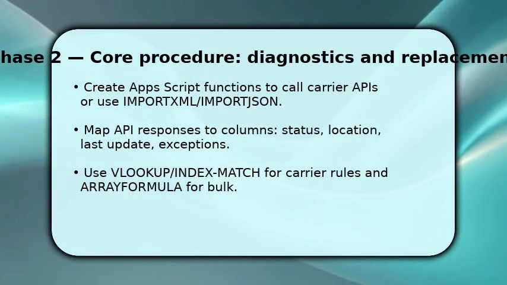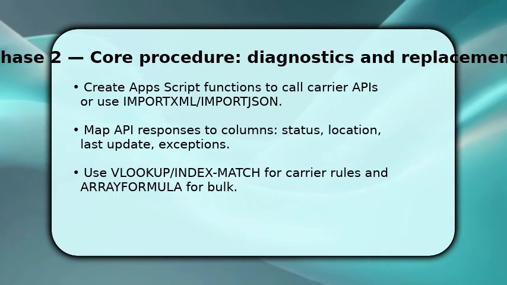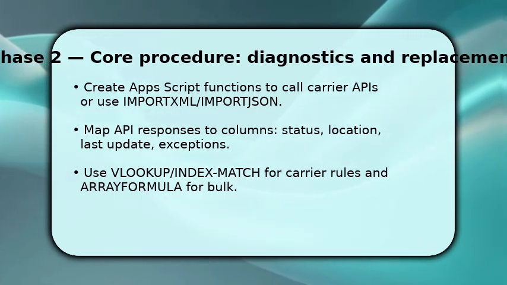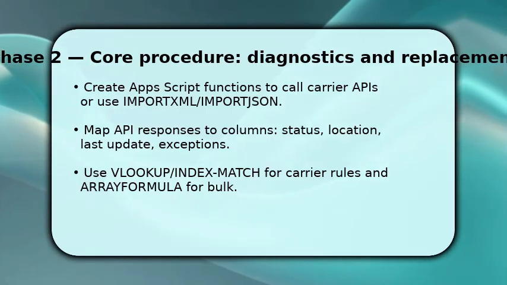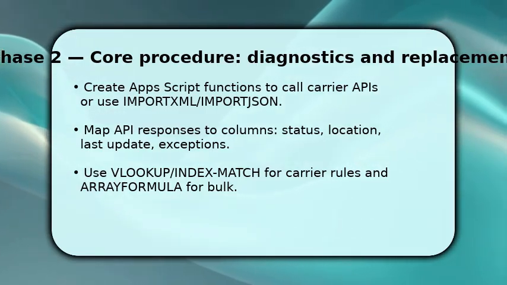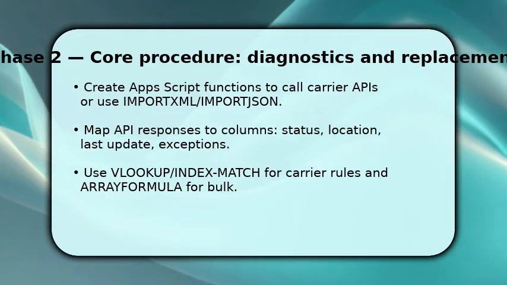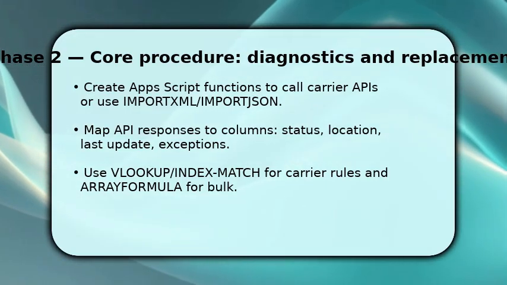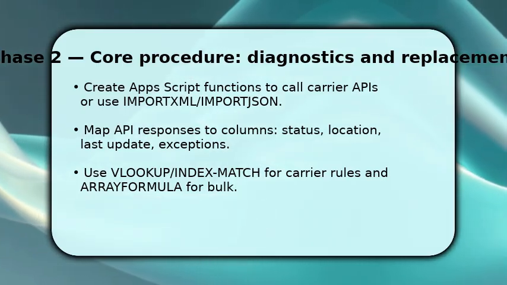Next, you connect sheets to carriers. Write an app script function or use ImportJSON to fetch tracking data. This is where you automate live status. Once connected, parse responses into status, timestamp, and location columns and use consistent keys so formulas map correctly. Make sure to batch requests with timeouts and use triggers to avoid rate limits. This keeps your sheet responsive.